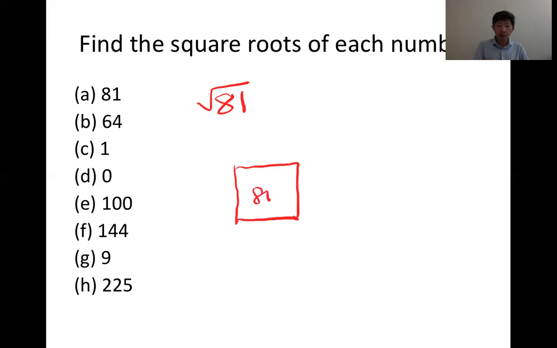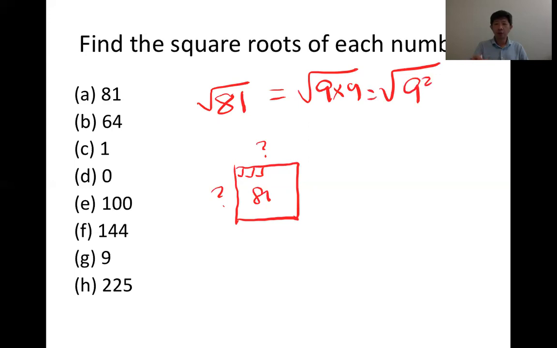That means we have 81 little squares inside. And we want to find what number times itself can make 81, right? So therefore, we find out this is 9 times 9. So therefore, square root of 9 times 9, square root of 9 squared, we find out 9. So we find out 9 times 9, right? And we can make it as 81 unit squares, right?